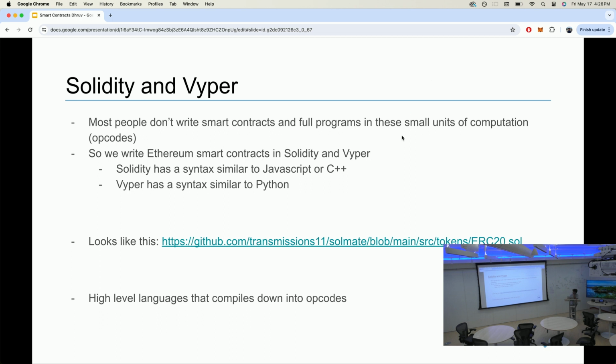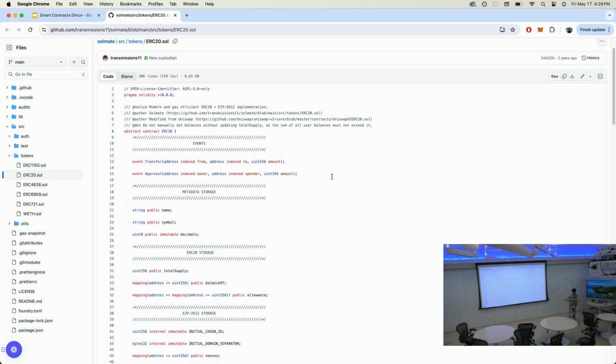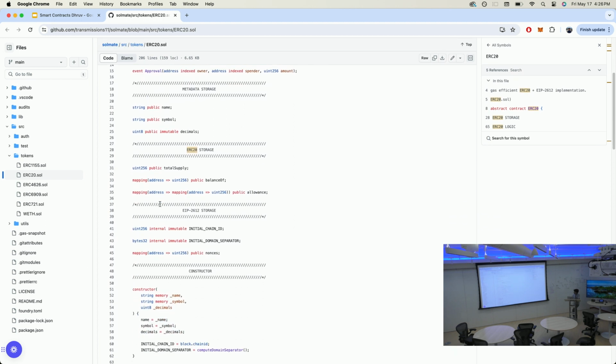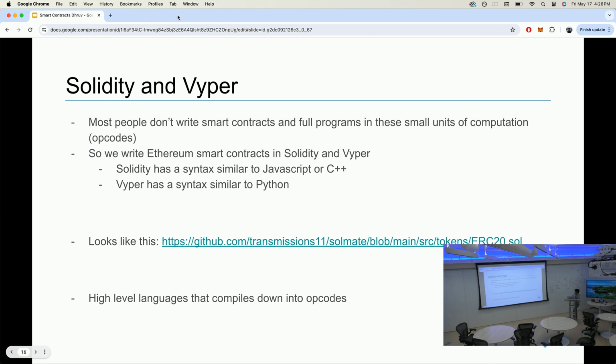To see an example of a smart contract, this is an example of an ERC20 token smart contract. Right here, this defines the smart contract. I won't go super deep into this because everyone's not here to just read code, but this is the compiler version, then defining your variables, then the constructor, and then there are some functions down here. So that's what it looks like. These are just high-level languages that compile down into opcodes.